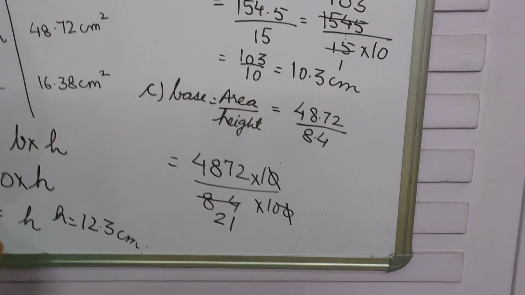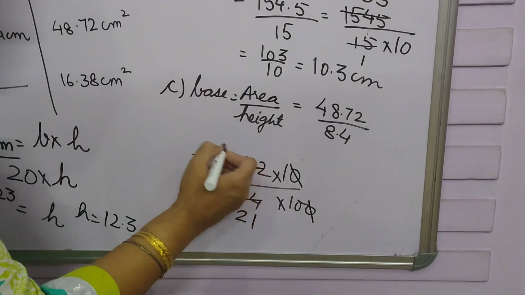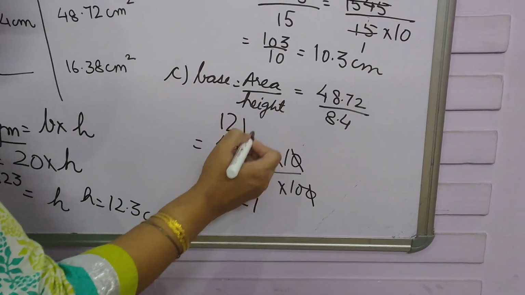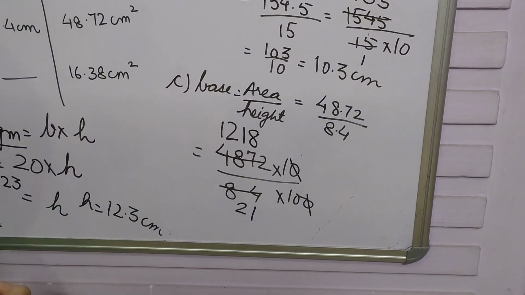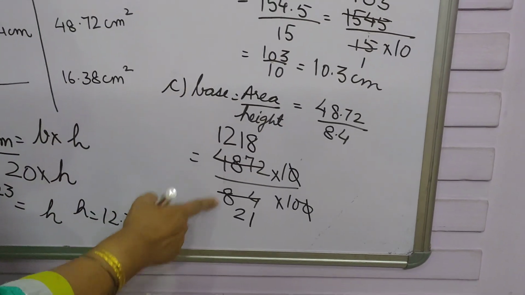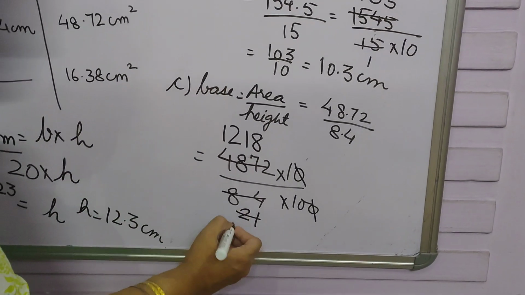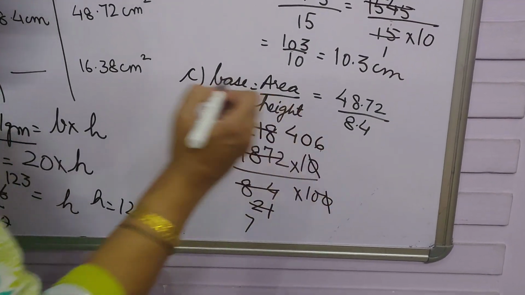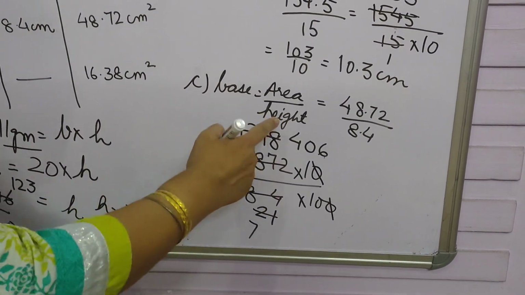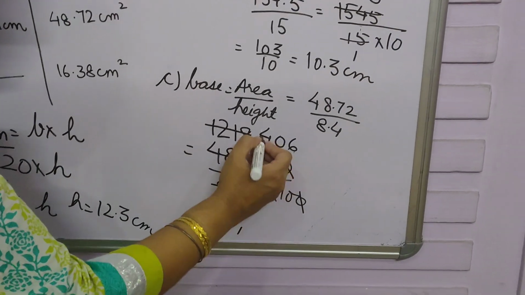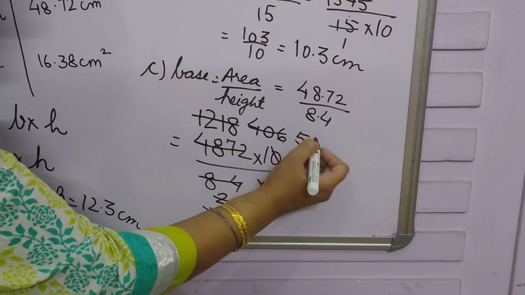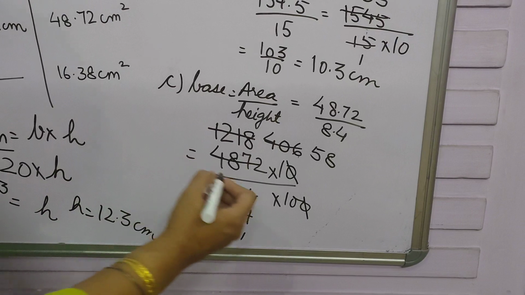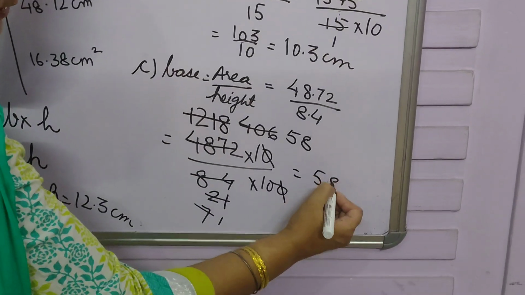It will be 21. If I divide it by 4, 4 ones are 4. 4 2s are 8, 4 1s are 4, and again 8. Now let me divide this by 3. 3 7s are, 3 4s are 12. Now let me divide this by 7. 5s are 35. 8s are 56. So now I am left with 58 upon 10.